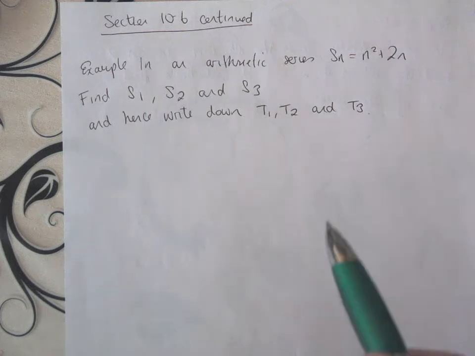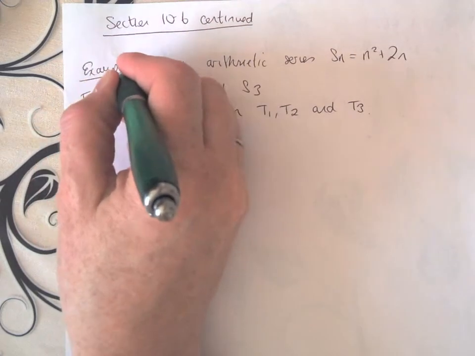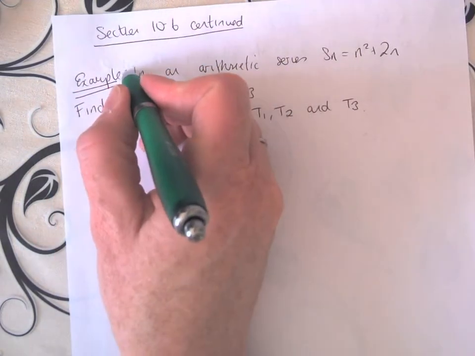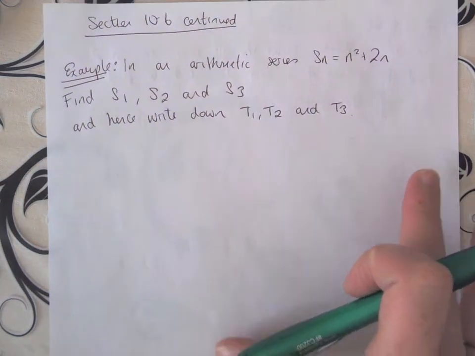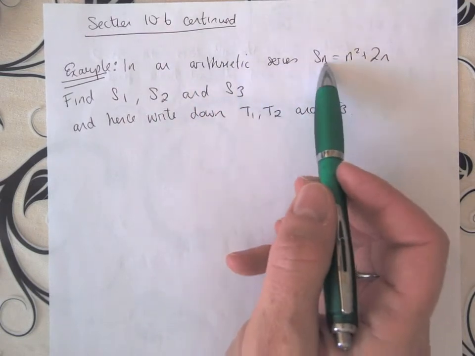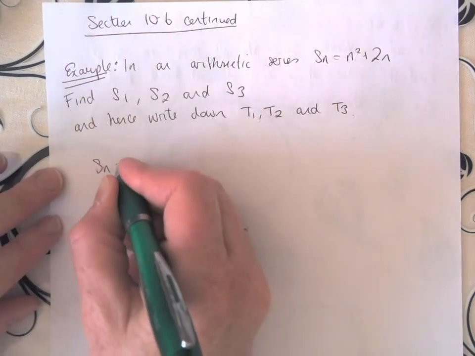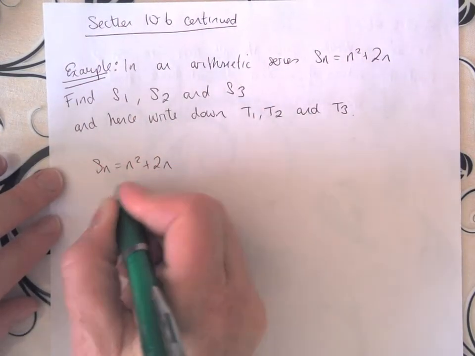Okay, so we're going to continue on with section 10.6 today. It's to do with getting the sum of an arithmetic series. So in an arithmetic series, Sn is n squared plus 2n. They've given us Sn in this case. Find S1, so that's easy. We just write down our Sn and fill in S1.